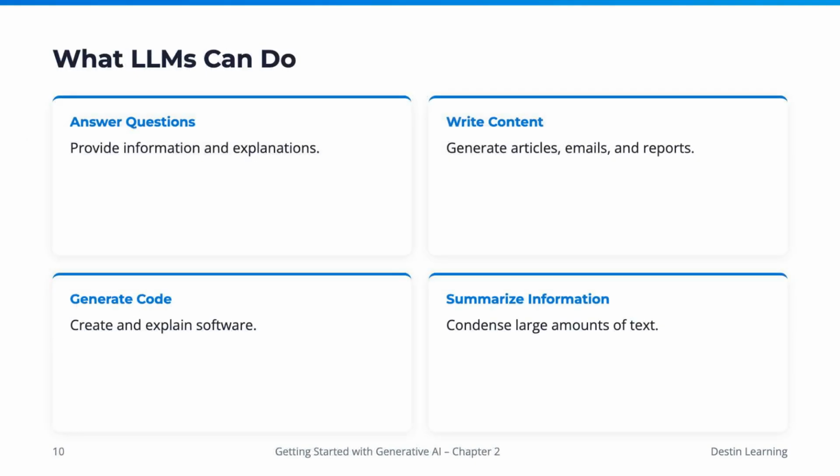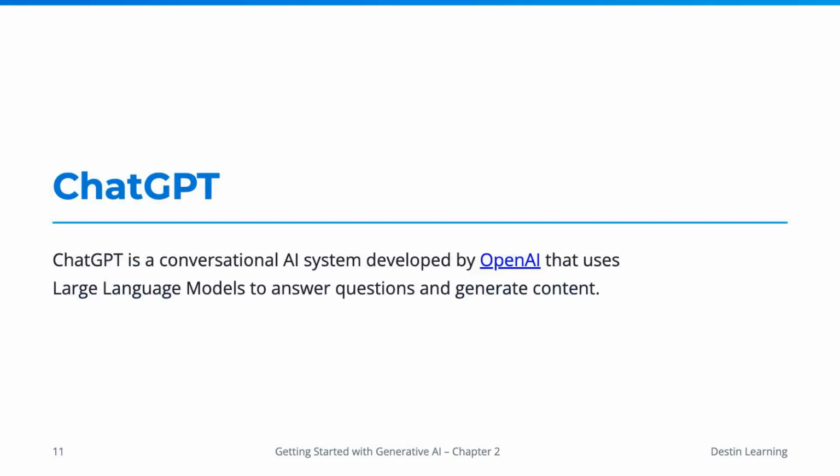The capabilities of large language models are quite broad and impactful across various domains. They can effectively answer questions by providing detailed information and explanations on a multitude of topics. LLMs can also write content, helping users generate articles, emails, reports, and various other textual materials. For developers and engineers, they can generate code, assisting in the creation and explanation of software. And a particularly powerful feature is their ability to summarize information, condensing large amounts of text into concise and digestible summaries. Now, let's explore some of the most popular generative AI tools, starting with ChatGPT.